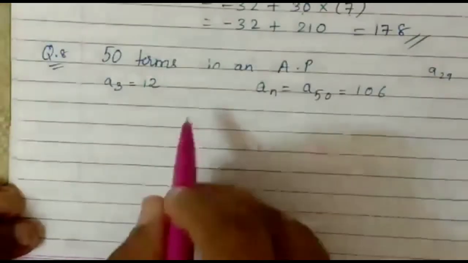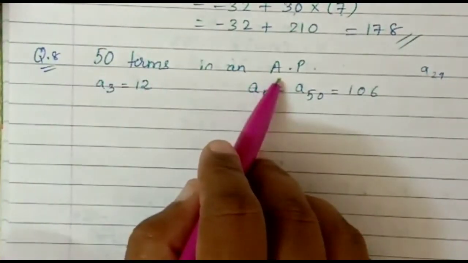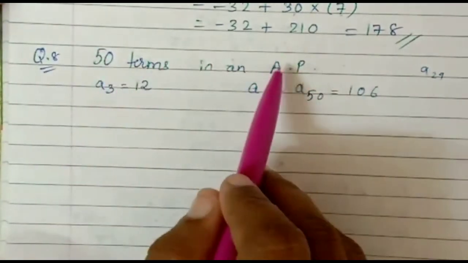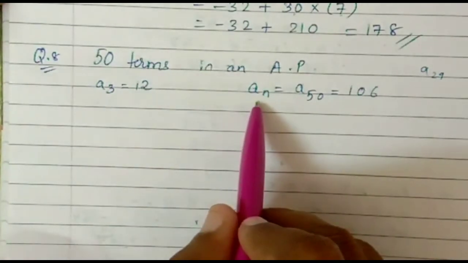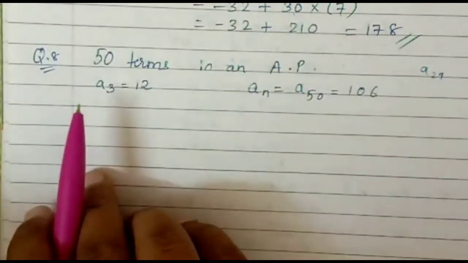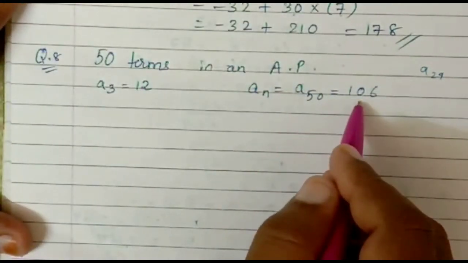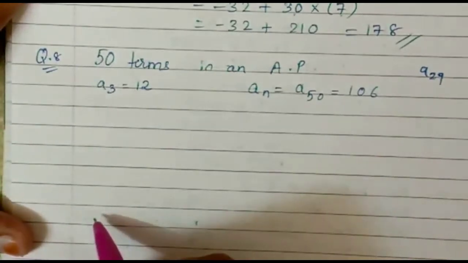So exactly in a similar way, we have question number 8. There are 50 terms in the AP. It is already given there are 50 terms, meaning first term till 50th term. Now third term is 12 and the last term, the word used here is last term. The last term means which term? A50 will be 106. You need to find out what is A29, that means the 29th term.